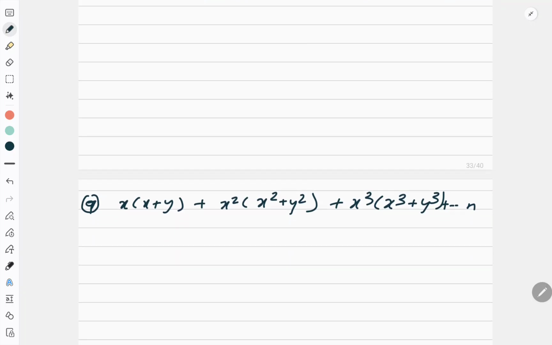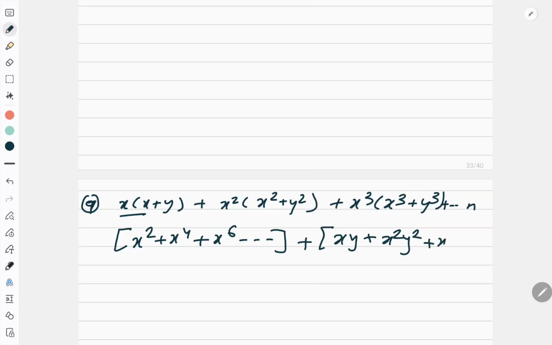Same way if you observe this. Okay, I'll just give you the hint and final answer for this question. See, one GP will be x square plus x to the power 4 plus x to the power 6. Clearly it is a GP. Plus the other GP will be xy plus x square y square plus x cube y cube. So this is also a GP.